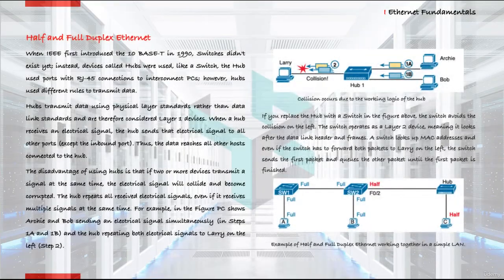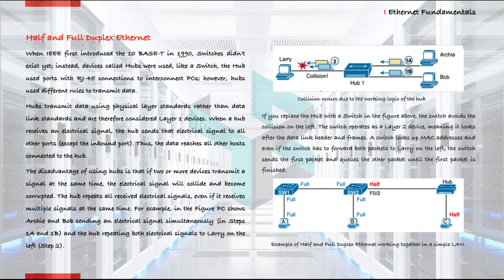To understand the logic of half duplex, we need to look at an old device called the hub. When IEEE introduced 10BASE-T in the 1990s, switches didn't exist yet, and the old devices called hubs were used. We can consider these devices as layer 1 devices. When they received an electrical signal from one port, they would transmit it to all ports. There would be collisions because they tried to transmit the packets to each port at the same time, and devices called switches were developed to prevent this problem.